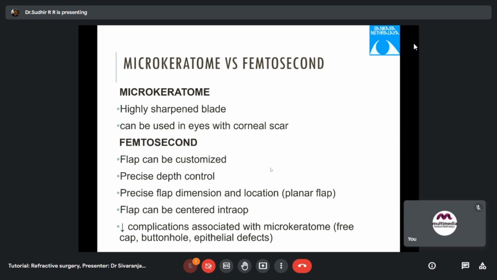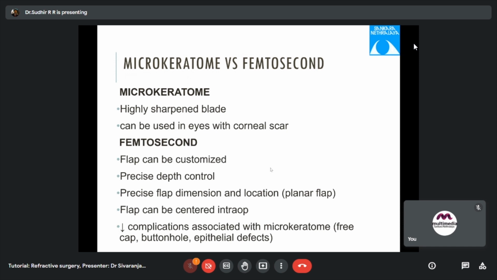In microkeratome, a highly sharpened blade is used. It can be used in eyes with corneal scar. Femtosecond has the advantage that the flap can be customized, with precise depth control. Precise flap dimension and location can be calculated, the flap can be centered intraoperatively, and it decreases the complications associated with microkeratome, that is free cap, buttonhole, and epithelial defects.